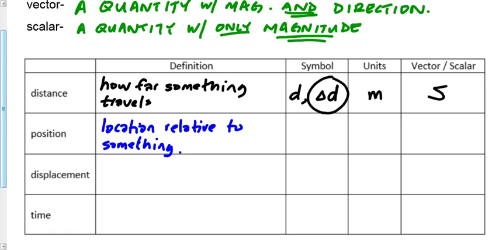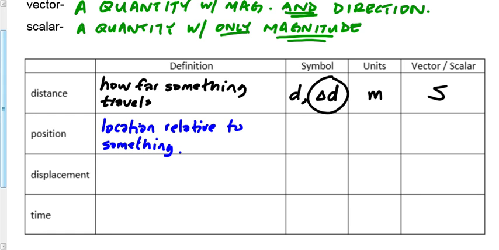I'm 2 meters from the front of the room. I'm 2 meters north of whatever. I'm 30 kilometers south of Calgary, relative to the front of the room, relative to Calgary, right? But it's also not how far something's gone, it's where something is. Think about that. A location is not how far it's gone, but where it is. Where am I? I'm 30 kilometers south of Calgary. It's not how far I've traveled, it's where I am, my location. Does that make sense?